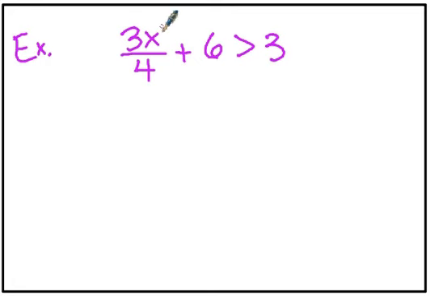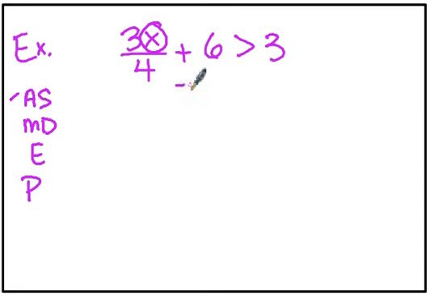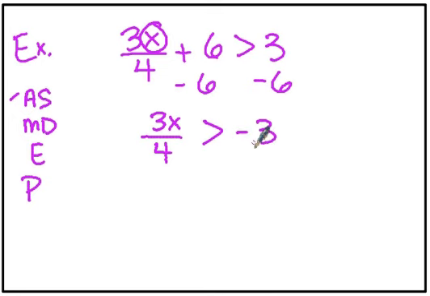Okay, so here's an example. We're trying to solve this inequality for x. And so we're going to do that PEMDAS backwards again. Both sides are already simplified. There's nothing we can do. So we're going to look at add, subtract, multiply, divide, exponents, and parentheses, and work it backwards. So add, subtract stage. There is a 6 here, so we're going to subtract it. 3x divided by 4 is greater than 3 minus 6, which is negative 3.